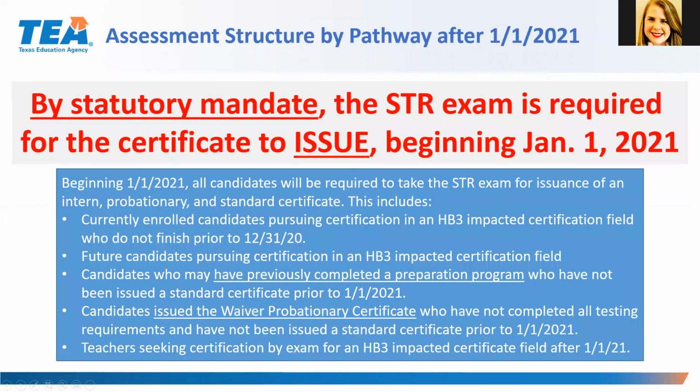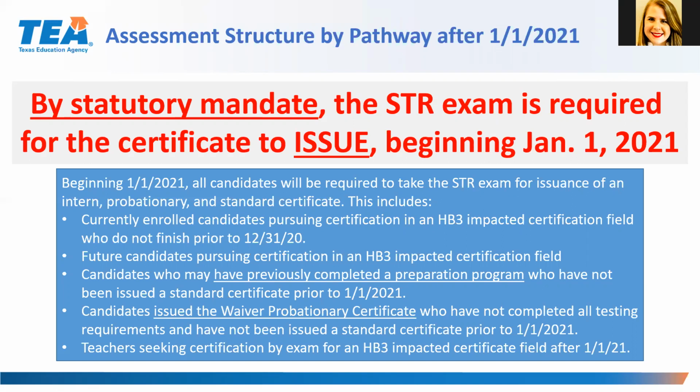In summary, beginning January 1, 2021, the STR exam will be required for the following certificates to be issued: Early Childhood, EC through Grade 3; Core Subjects with the Science of Teaching Reading, EC through 6; Core Subjects with the Science of Teaching Reading, 4 through 8; English Language Arts and Reading with the Science of Teaching Reading, 4 through 8; and English Language Arts and Reading with Social Studies with the Science of Teaching Reading, grades 4 through 8. This is a statutory mandate, which means that there is no flexibility in this deadline.